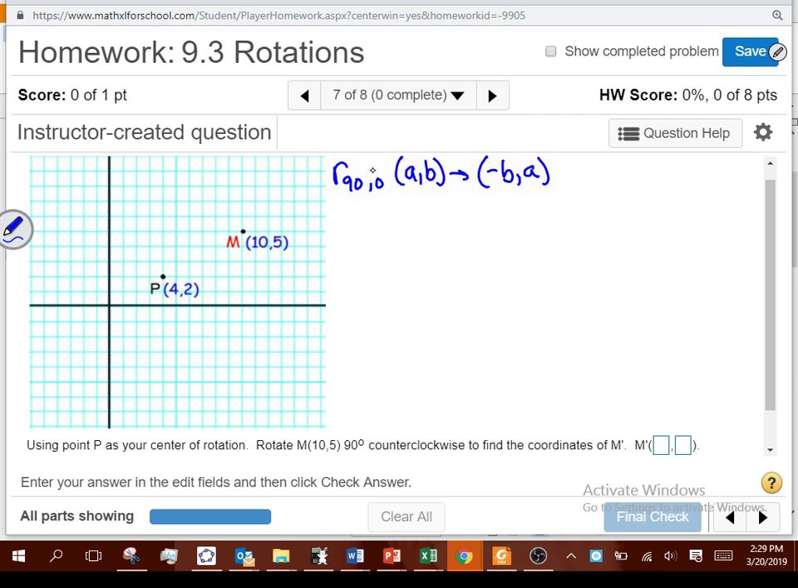Alright, so 90 degrees around the origin is this rule. Yesterday we walked through a process that said in order to apply that rule, we need to actually rotate around an origin, right? Well, P is not an origin. P is 4 units to the right and 2 units up from the actual origin, right?